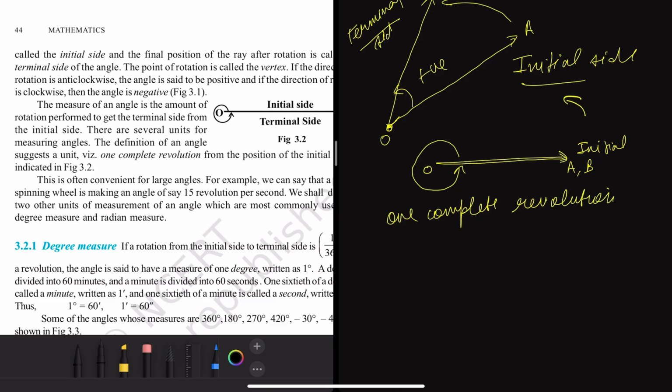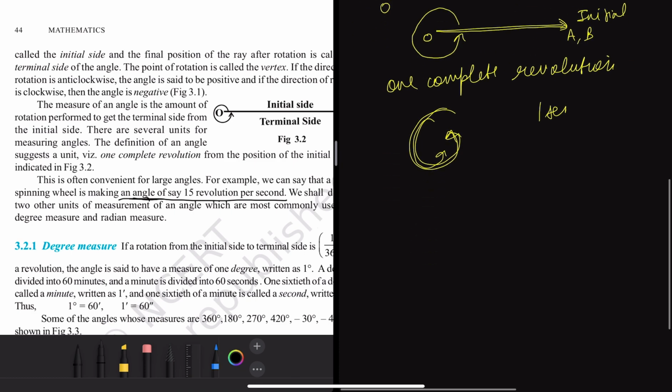So we used to say that if a circular object is moving, for example, it is making an angle of say 15 revolutions per second. That is, in one second it is completing 15 complete revolutions. So this was one way to measure angles, or to say how much angle is being covered in a given time period.